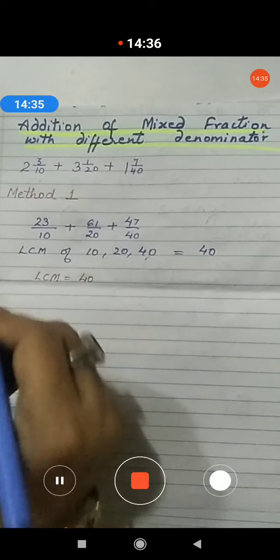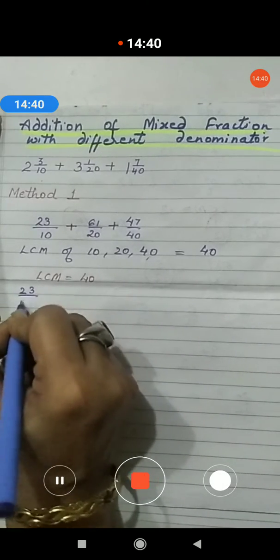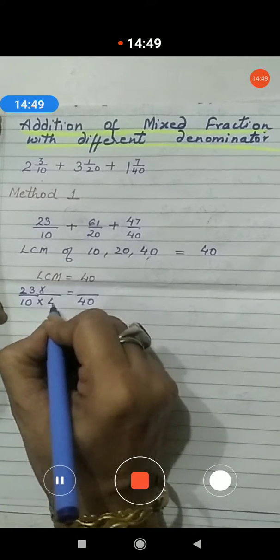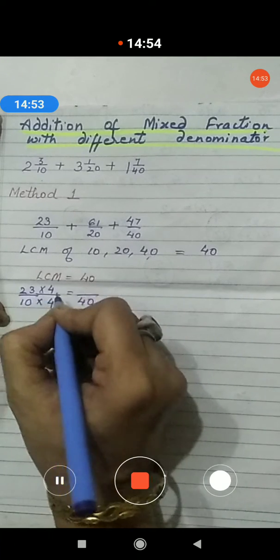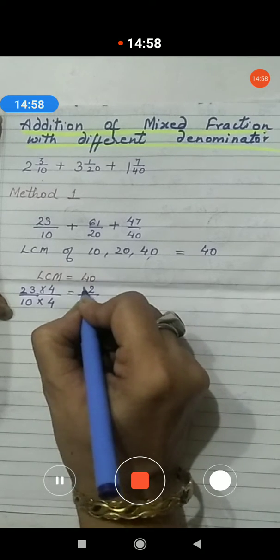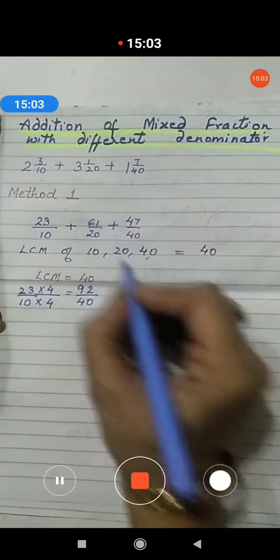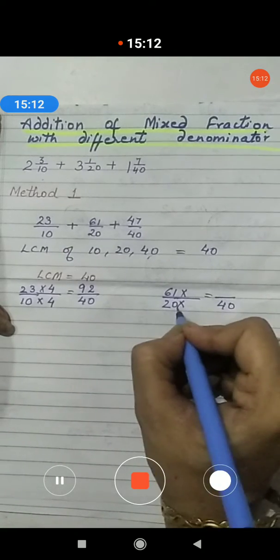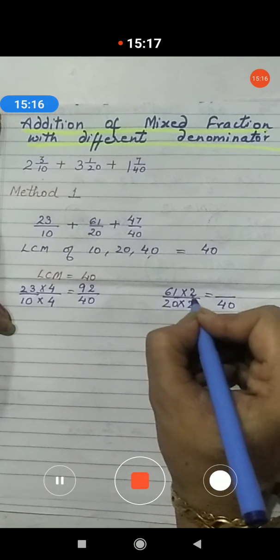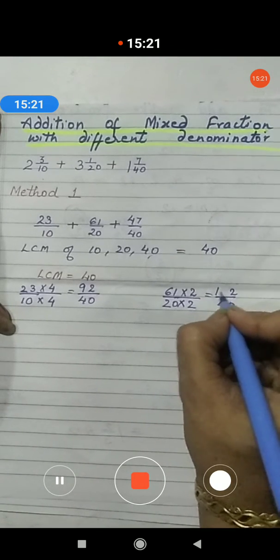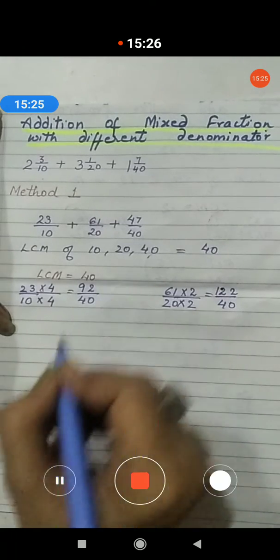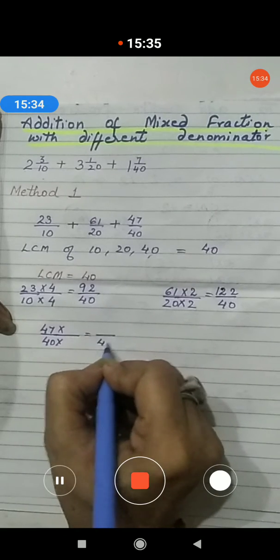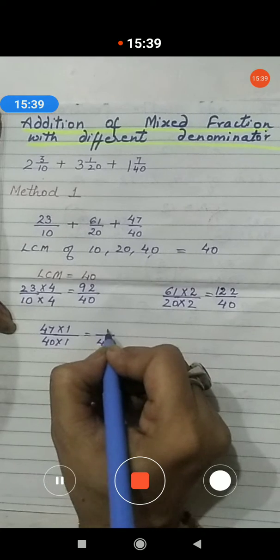Now one by one we are going to solve them. 23 upon 10, LCM is 40. So 10 4s are 40, 23 4s, if you multiply that, beta, it will be coming 92. Clear? Then let's see 61 upon 20. We know LCM is 40. 20 2s are 40. 61 2s are 122. Is that clear? Now the next one, that is 47 upon 40. We know the LCM as 40. 40 ones are 40, and this will be 47.